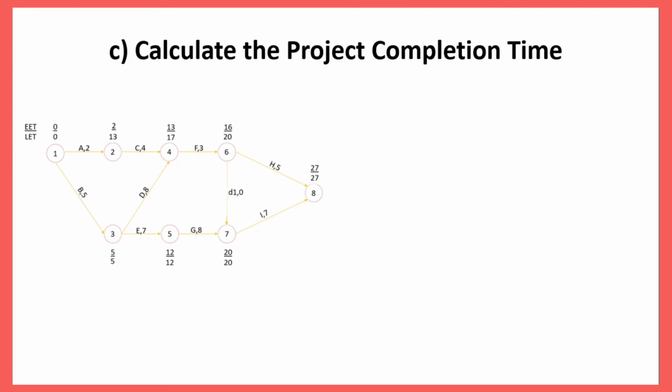Next, for C, I will show you how to calculate the project completion time. Firstly, you need to refer to the EET and LET at the ending node, which is node number 8, that are equal to 27. Hence, this is how to determine the project completion time. So, for this project completion time, it is equal to 27 weeks.